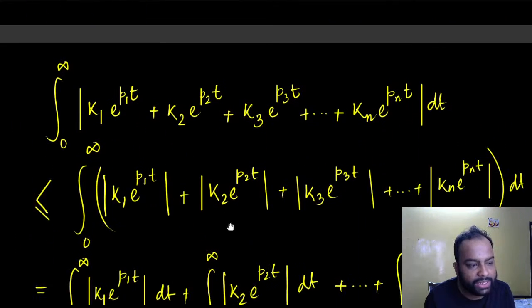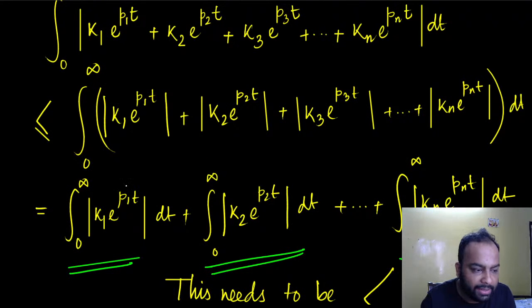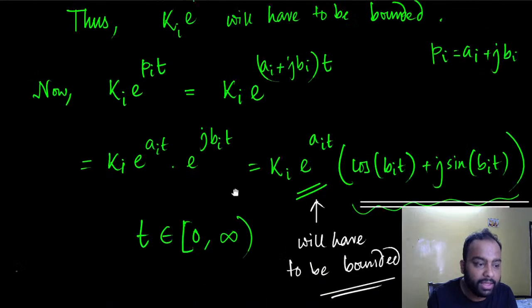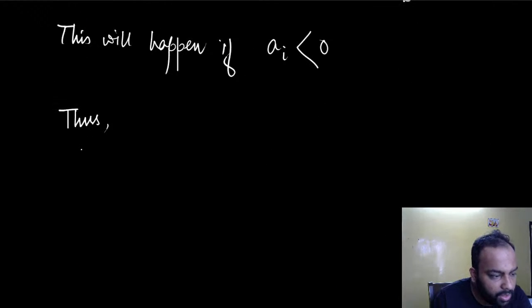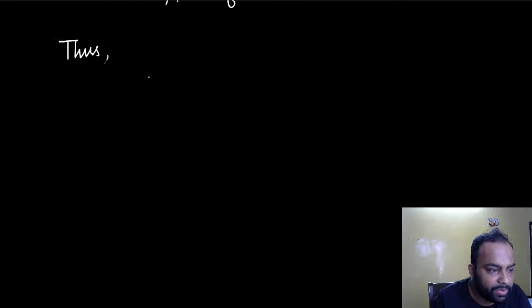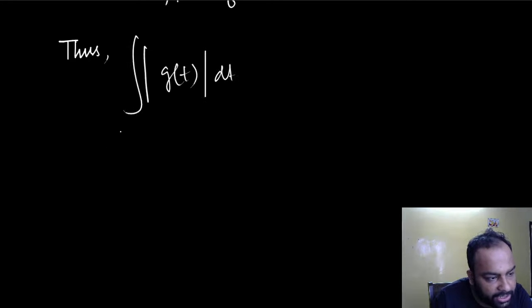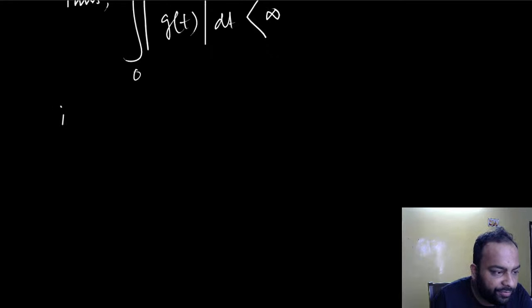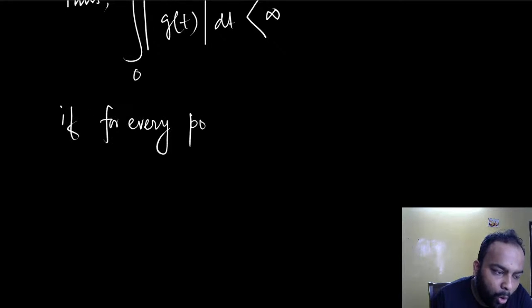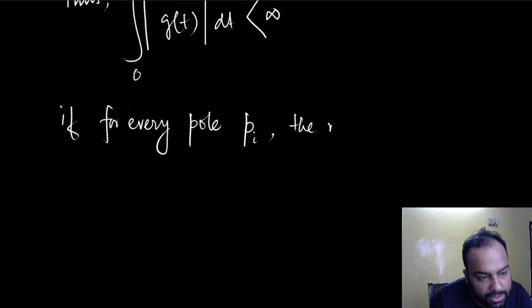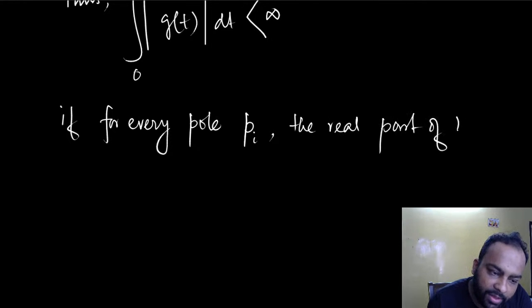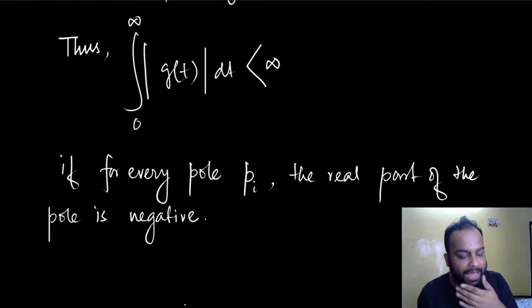Now let's go back. What we said is that for every part here, the real part of every single pole here, the real part of this p1, real part of this p2, real part of this pn, every single one of them will have to be negative. Thus we are just again doing the same thing. So thus the integration of mod g(t) dt from 0 to infinity is finite if for every pole pi, the real part of the pole is negative, right? And that is the condition for stability for a causal continuous time linear time invariant system.